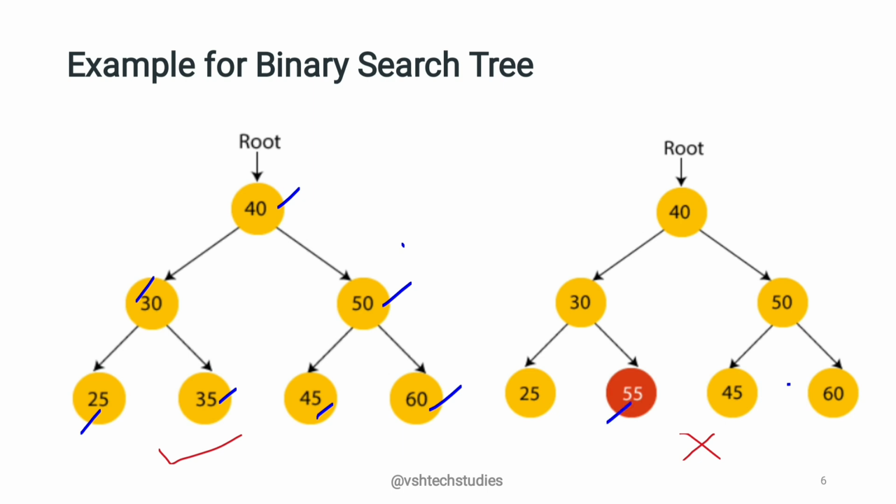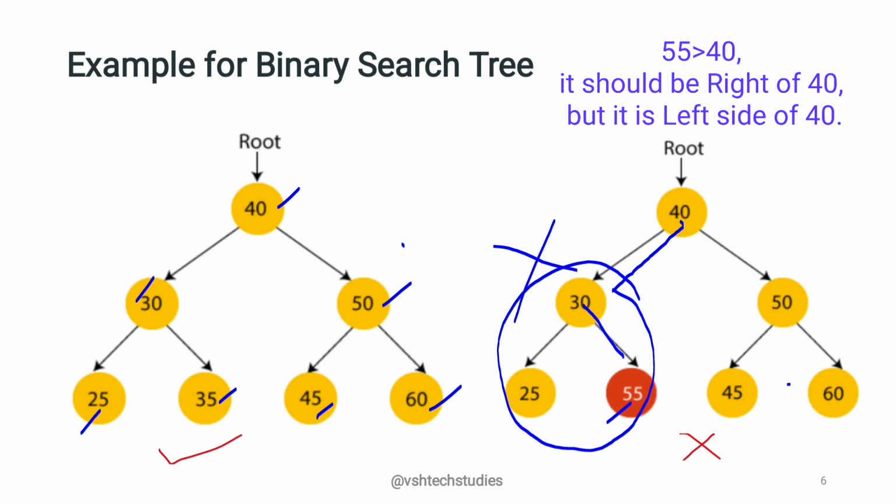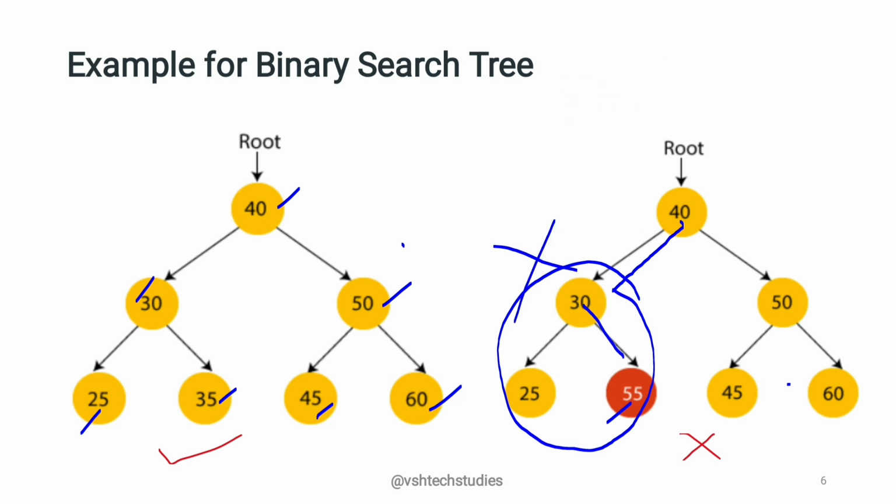Here 55, if you take, it is on the right side of 30. Of course it is greater, but it is coming on the left side of 40. So this is the left subtree of 40. So 55 is coming in the left subtree of 40. Hence this violates the rule. So this is not a binary search tree.